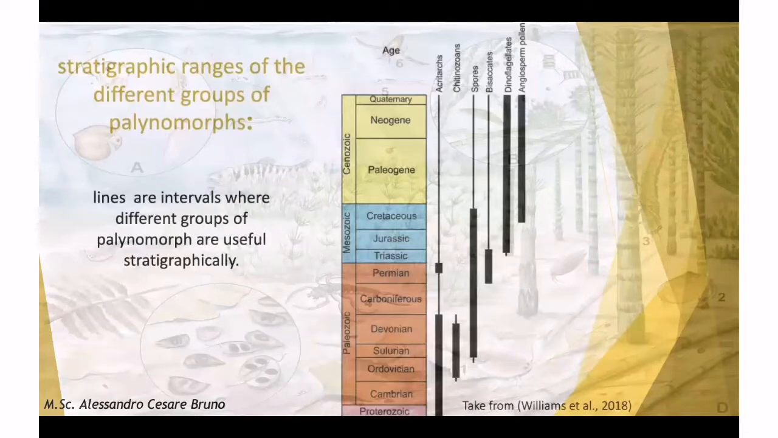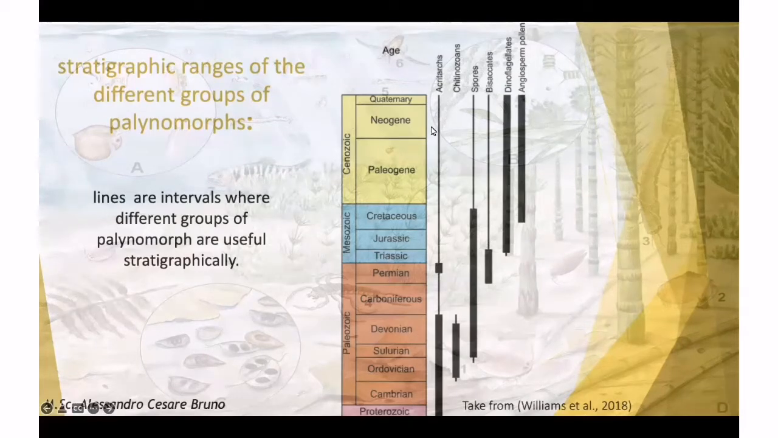when we are talking about palynomorphs, they are very important because each group of palynomorphs ranges differently inside the stratigraphic time scale. So here we can see a picture where different lines are represented, and each line represents a group of palynomorphs and represents, from a chronostratigraphic point of view, its distribution inside the time history.